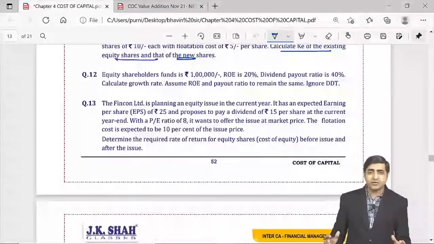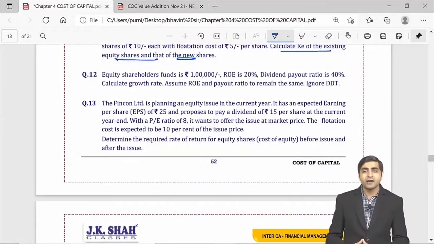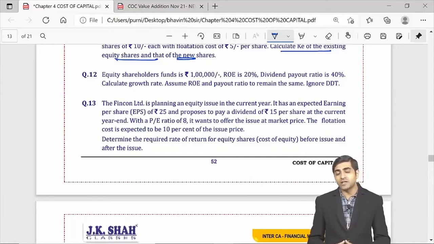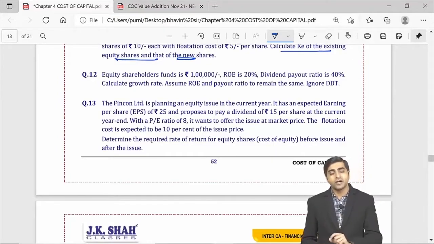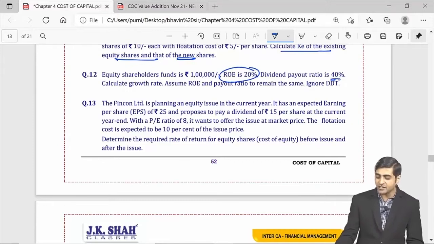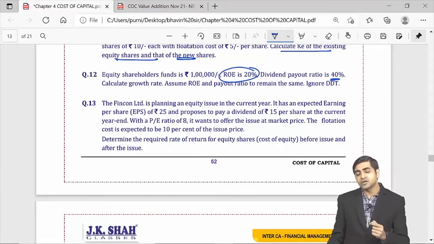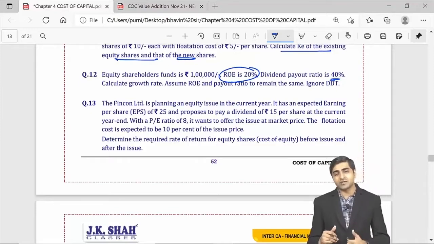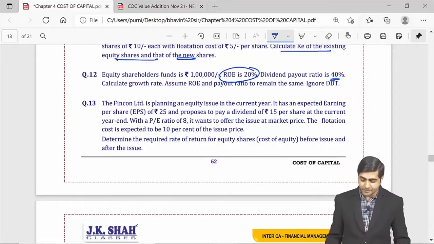Question number 12, my dear students, here will be having your calculation of your growth rate with the help of your retention into ROE. So whatever will be your retention, you multiply the same with your ROE, and that's how your growth rate will be calculated. Your ROE is nothing but 20% and your retention will be 60% because your payout is 40. So 0.6 you multiply that by 20%, so that's how your growth will be calculated.